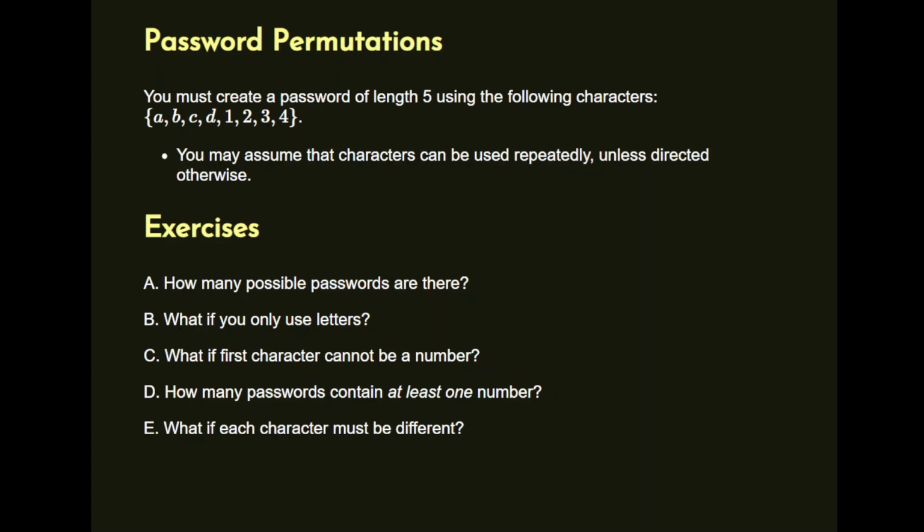You must create a password of length 5 using the following characters: A, B, C, D, 1, 2, 3, 4. So that's the set of possible characters that we are allowed to use. You may assume that characters can be used repeatedly unless directed otherwise. So essentially you can make a password that uses A twice and 2 twice. For example, A22AD, something like that, or D1212, something like that.